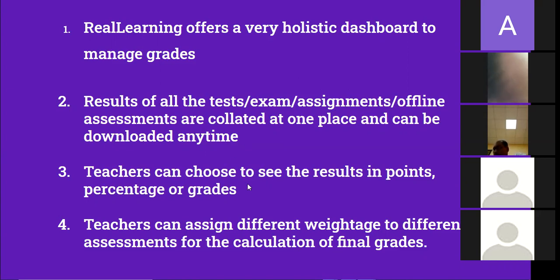Teachers can choose to see the results in points, percentage, or grades. If you as a school or as a class decide to only have grades, then teachers can also decide to see that display of grades. If you decide to only see percentage, teachers also have that option. It's completely flexible for teachers to choose whatever they want to. And the last thing that teachers can do, apart from many other features, is assign different weightage to different assessments for the calculation of final grades. That is something we saw when we were editing the category of grades. This is something that teachers can see. We can just move on now.